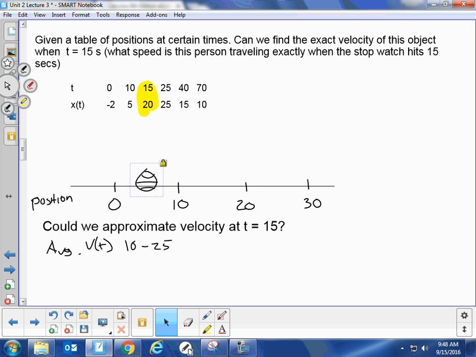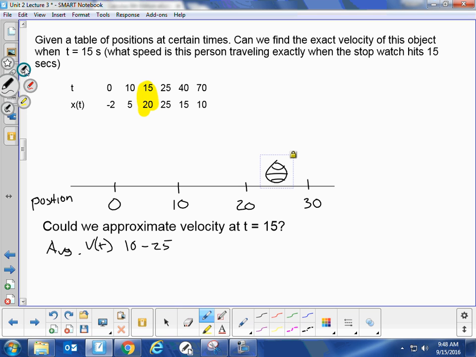If I moved consistently between those two positions, maybe at the 15th second, I'm traveling at that average speed. Okay? So this is a decent approximation. It's the best I can do as of right now. So average velocity is just the average rate of change. So I can just do 25 minus 5 over 25 minus 10. And I get 20 over 15, which is 4/3 meters per second. So I'm moving to the right 4/3 meters for every second.